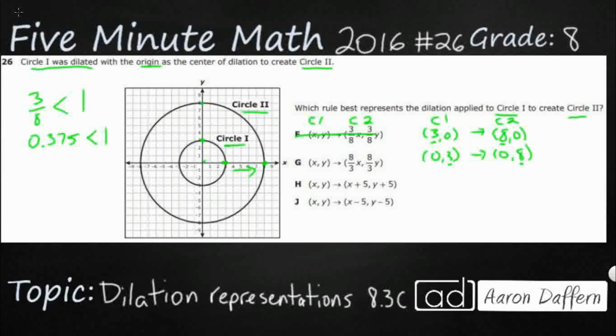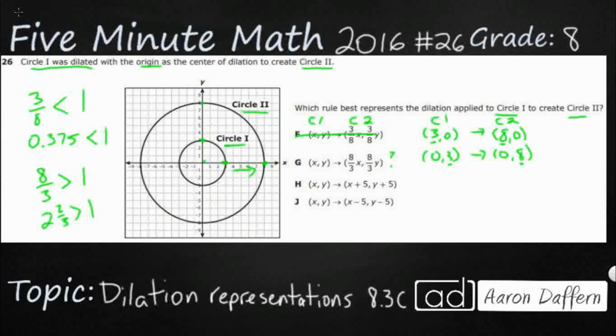Now, when we are looking at 8/3, that's kind of a random fraction, but it's greater than 1. That's going to be 2 2/3, I believe, 2.6 repeating. So you're going to basically double it, almost triple it. So that's a possibility there.